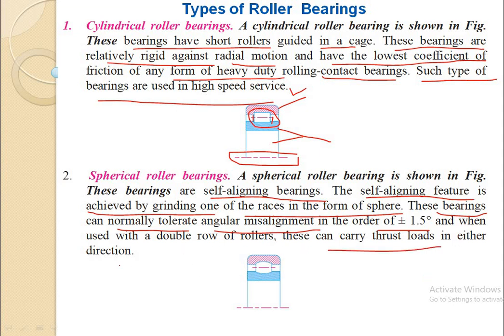These can carry thrust loads in either direction. We have understood what is meant by the axial load, the radial load, and the thrust load. So where there is a thrust load in either direction, in that case we can go for the spherical roller bearings. So this is the application of the spherical roller bearing. When we are using high speed services, we can go for the cylindrical roller bearing. Once again, I remind you, please concentrate on the applications of the different types of bearings.